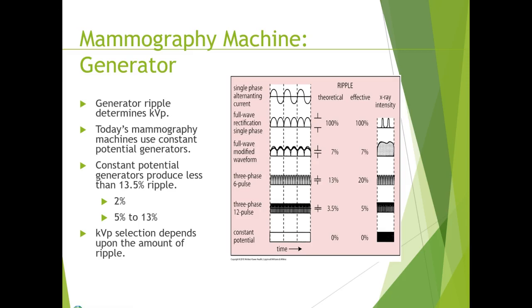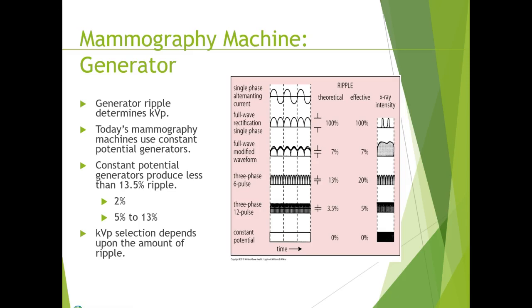The ripple is going to run less than the 13.5% depending on the manufacturer, and then the kVp selection depends upon the amount of ripple. Just keep in mind that the less ripple, the less there's going to be variance between what your kVp setting is in the generator and what the kV truly is, depending on the ripple.